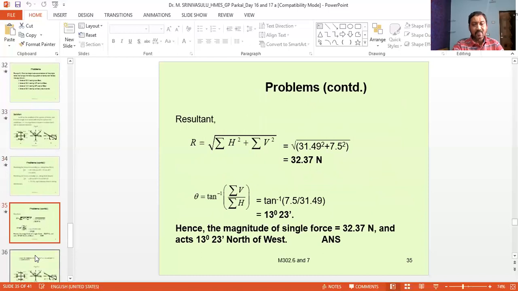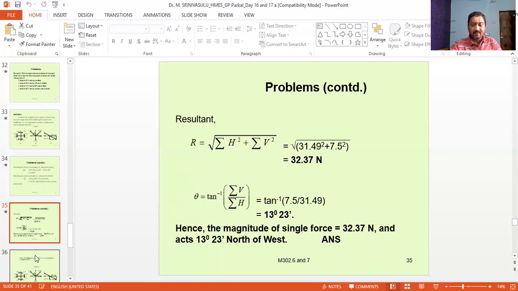Now coming to the resultant force, the resultant R is equal to the square root of sigma H squared plus sigma V squared, and substituting the values, we get R is equal to 32.37 newtons. Similarly, the direction of the resultant, theta, is equal to tan inverse of sigma V by sigma H, that is tan inverse of 7.5 by 31.49. It is equal to 13 degrees 23 minutes.